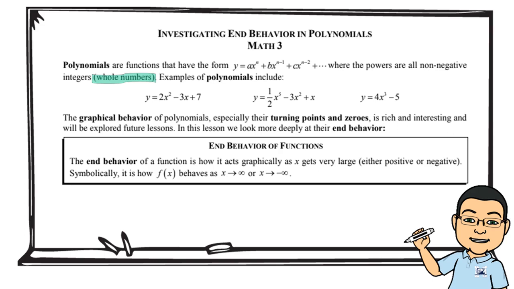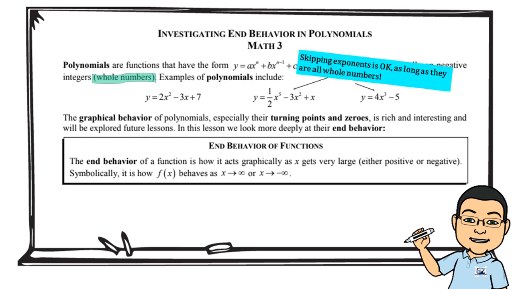A couple of examples are given here, with y equal to 2x squared minus 3x plus 7, a very standard quadratic polynomial. But not every exponent is required for something to count as a polynomial. Notice that these two skip over some. Here y equals 1/2 x to the fifth, and x to the fourth and x to the third are left out. It goes right to negative 3x squared plus x. That's okay. All of those exponents are whole numbers. Same with y equals 4x to the third minus 5. It does not matter that all of the terms aren't there, just that we have whole number exponents.